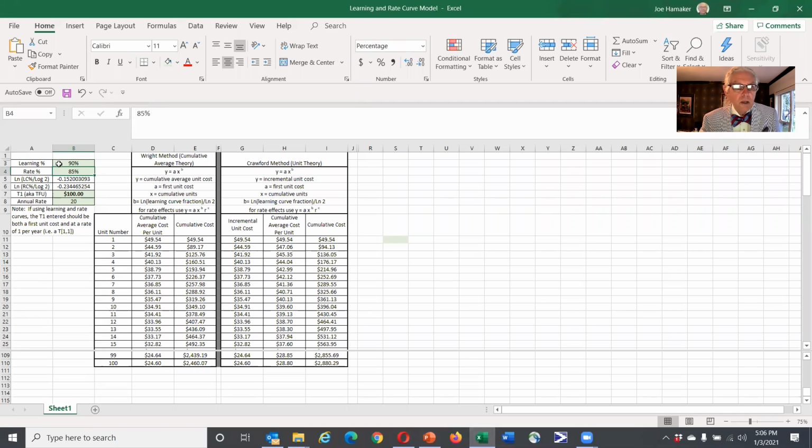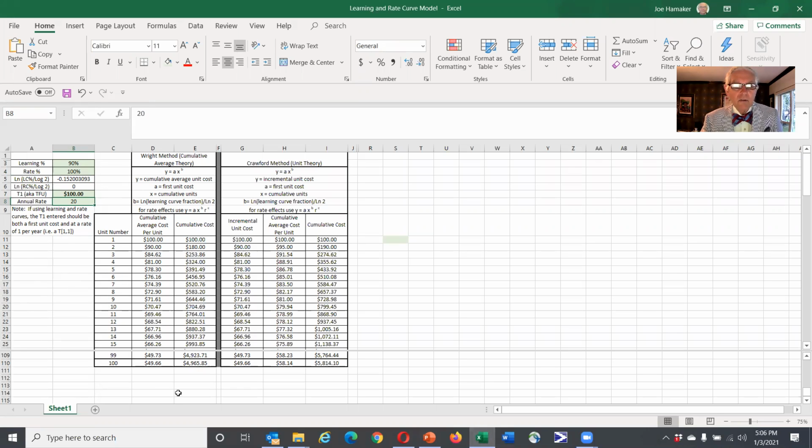And first, the first two entries up here are learning and rate in green, learning curve percentage and rate curve percentage. I'm actually going to turn rate off for a while by making it be 100%. So let's look at learning only. Here we enter our first unit cost of 100, and here's where we enter our rate of 20 per year, but that's not going to be picked up now. We're just looking at learning.